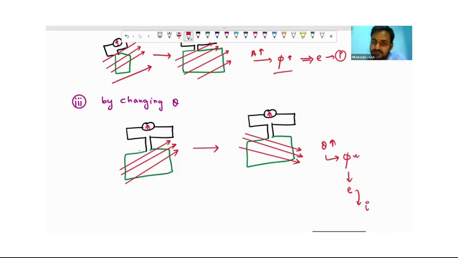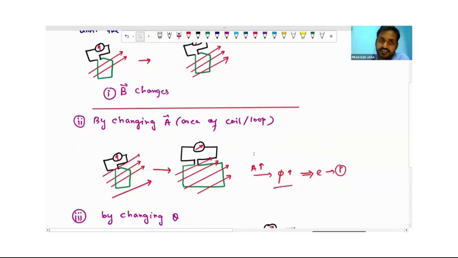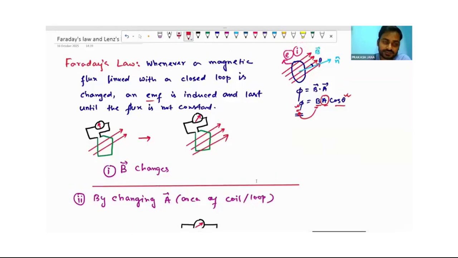And Faraday says that whenever there is a change in flux linked with a coil, there will be an associated electromotive force or EMF. Okay, so this was actually the first law of Faraday. This was actually the first law of Faraday. Now we will discuss the second law of Faraday.